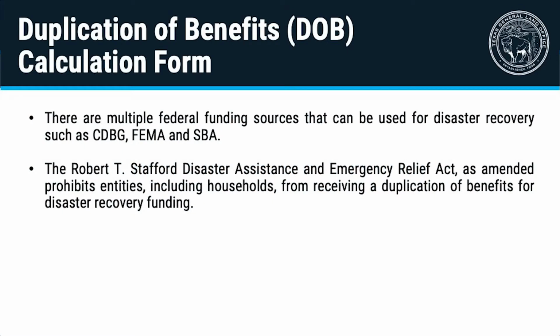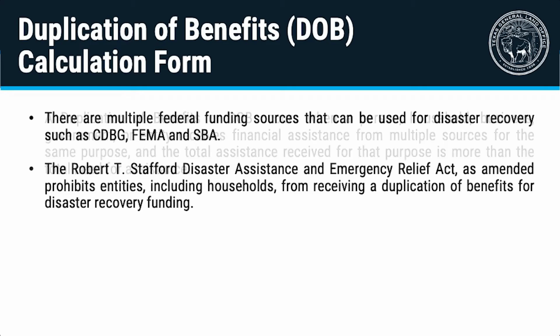There are multiple federal funding sources that can be used for disaster recovery, such as CDBG, FEMA, and SBA. The Robert T. Stafford Disaster Assistance and Emergency Relief Act, as amended, prohibits entities, including households, from receiving a duplication of benefits for disaster recovery funding.